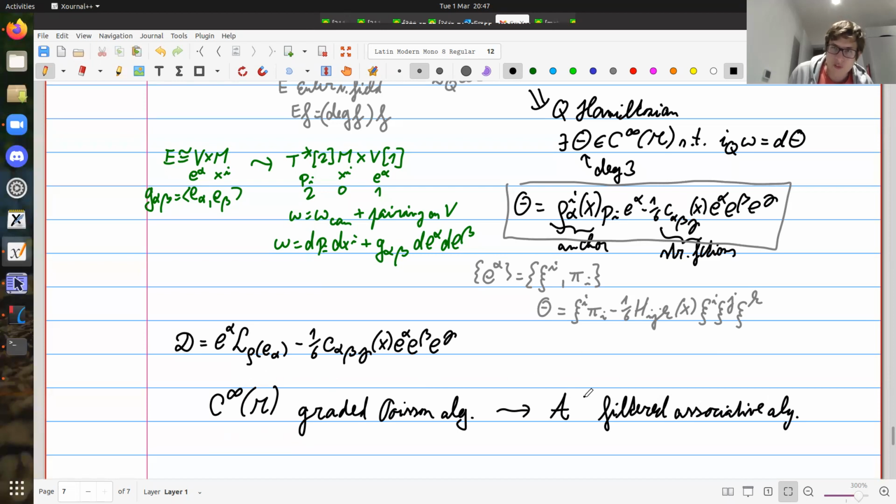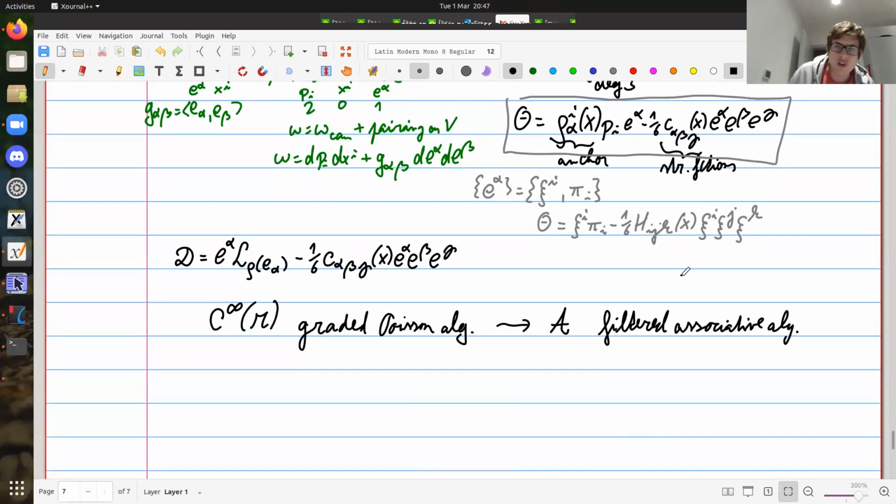So you want to create a filtered associative algebra, which furthermore, if you take the product of two things, say A and B, and take the commutator of them in this algebra, then that should recover the Poisson bracket, maybe with some higher order terms, I'm not sure. If you know about ordinary deformation quantization, this is just a slight upgrade of that. You have some grading in the game.